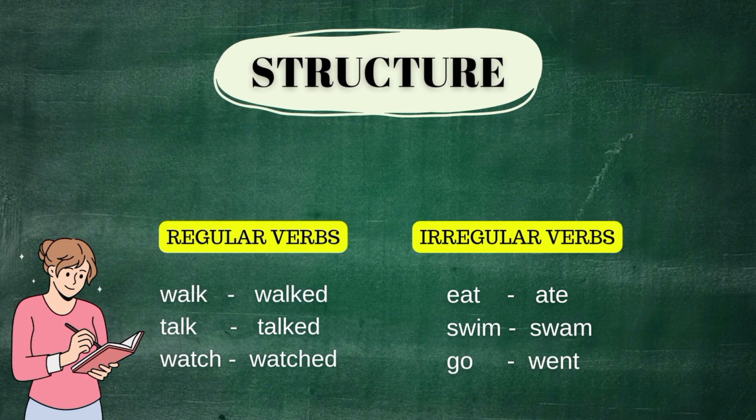But of course, there are some irregular verbs that don't follow this rule. We have to memorize their past forms. For example, eat becomes ate, swim becomes swam, and go becomes went.